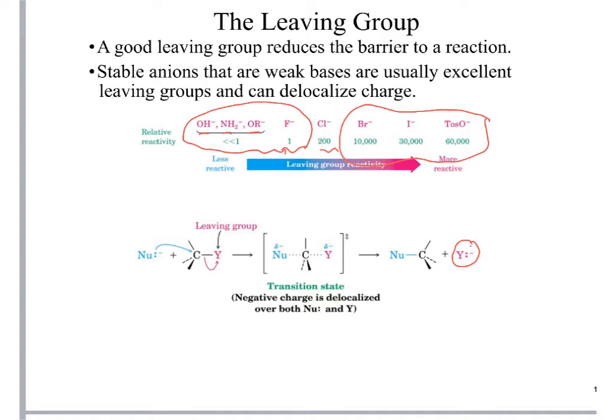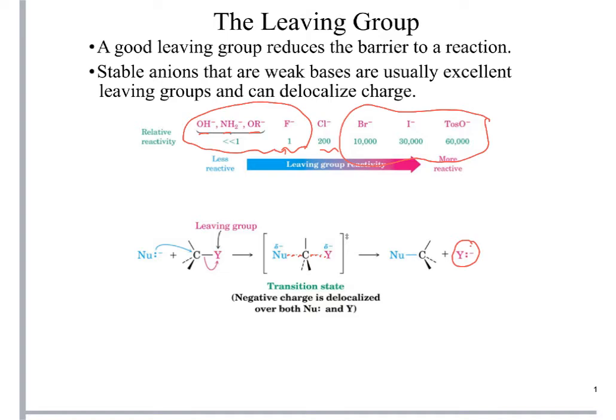And the leaving group, since in the transition state it is still associated with the carbon, with the reacting center, has to be able to stabilize and delocalize the charge imparted by the nucleophile. So any group such as iodide or tosylate that can disperse the negative charge will also stabilize the transition state. So the best leaving groups, again, will be tosylate, iodide, and bromide.